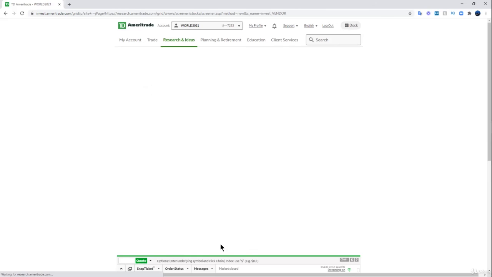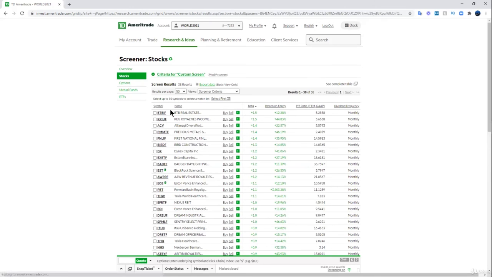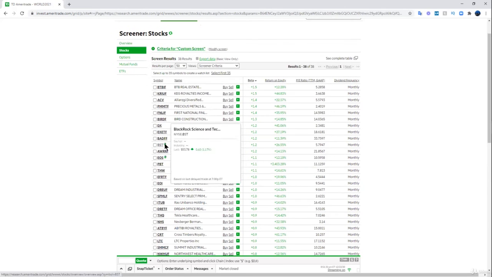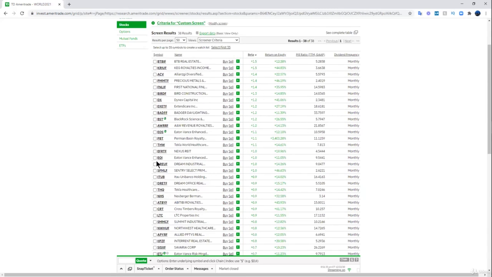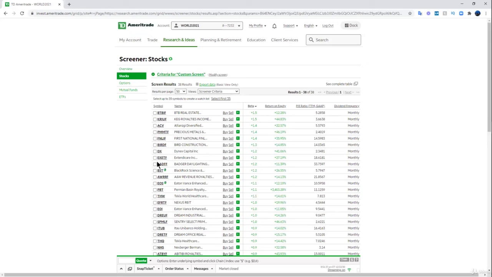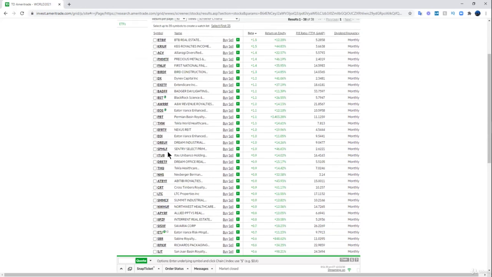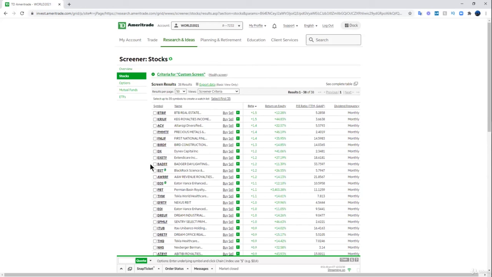So what happens is we have 38 matches, and then we go through each stock. And as you see here, these are ones that we already have. And as you go through each stock, you can go through the different data points of each one. All right. So now instead of going through 12,000 stocks, we only have to go through 38. All right.